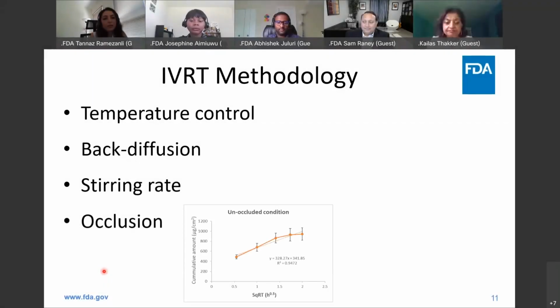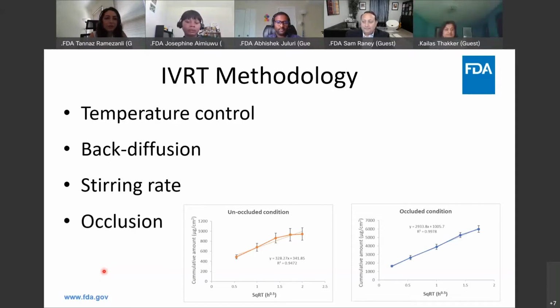So as we recommend in the Supplemental cream guidance and also in the USP Chapter 1724, IVRT studies should be conducted under occluded conditions. And because the steady state release kinetics is not expected when the dosage form is undergoing metamorphosis, and most topical products have volatile components and they undergo metamorphosis.